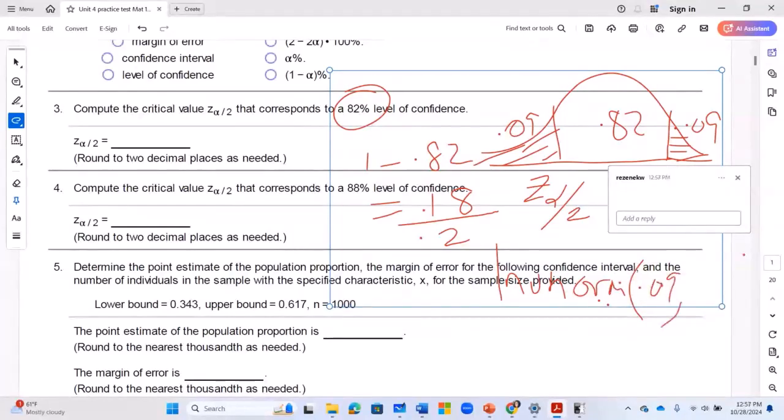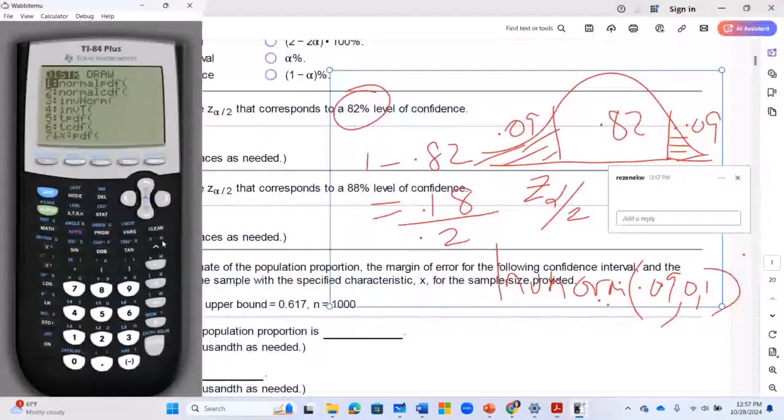Because this is a standard normal curve, the mean is 0 and the standard deviation is 1. Now I want to get my calculator and find the inverse norm corresponding to 0.09. The important thing is that because it is area to the left, the Z value there should be negative. So the area to the left is 0.09, this is a standard normal curve, and I am looking for the 9th percentile.